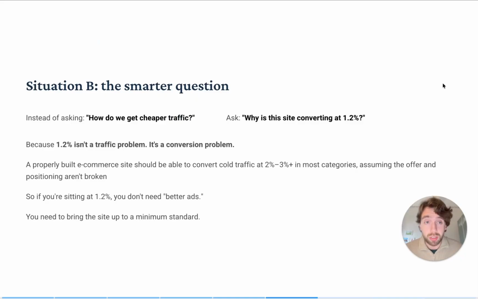Now, the smarter question you should be asking here, and this is what the top 10%, top 5% of brands do, is instead of asking how do we get cheaper traffic, they ask, why is my site only converting at 1.2%? Because 1.2% isn't a traffic problem, it's a conversion problem for a lot of niches. I know there are some niches where there is an exception here. If you're selling something that's super expensive, you're not going to convert it at 2 or 3%. But for a product with an AOV of $80, there's absolutely no reason why you shouldn't be converting at 2, 3, even 4, 5% with the right website and the right people being sent to it. So assuming those things, most of the time, these are reasonable numbers.